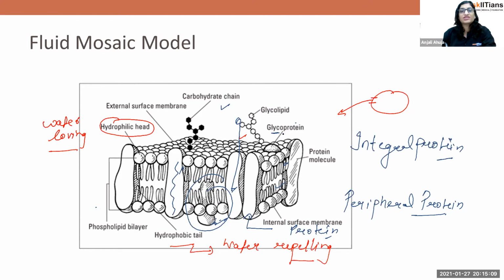The word glyco is used for carbohydrate. So if protein is attached to the carbohydrate, we call it glycoprotein. If lipid is attached to the carbohydrate, we call it glycolipid. Just additional knowledge I'm telling you. But a carbohydrate chain is also attached, and that's it. This is the membrane. Is that clear?